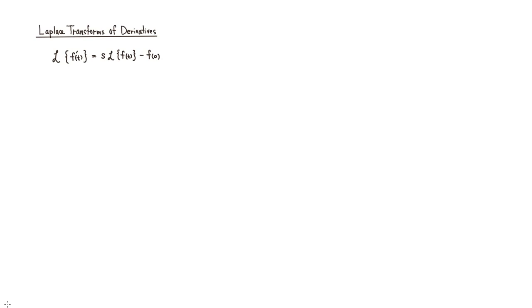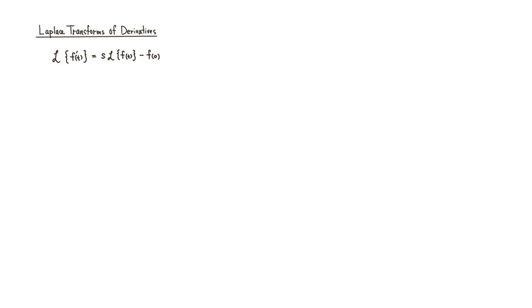Alright, let's look at the Laplace transforms of derivatives. This is basically the essential property of the Laplace transform. We can turn a derivative into multiplication by s, in a way. It says this: if you take the Laplace transform of f prime of t, then this is equal to s times the Laplace transform of the original function f of t, minus f of 0.